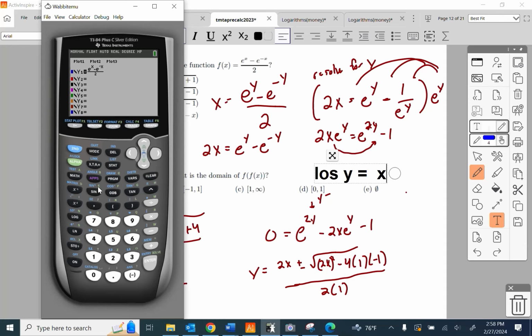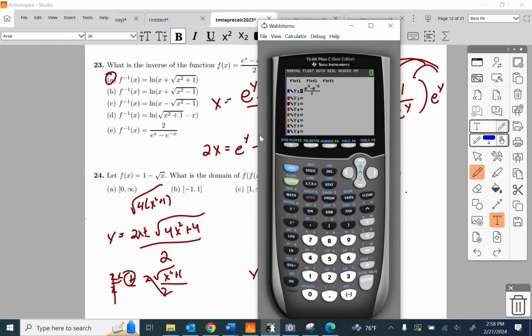Anyways, what I think is the answer is really funky looking. I think it's the first one. Natural log x plus square root x squared plus 1.